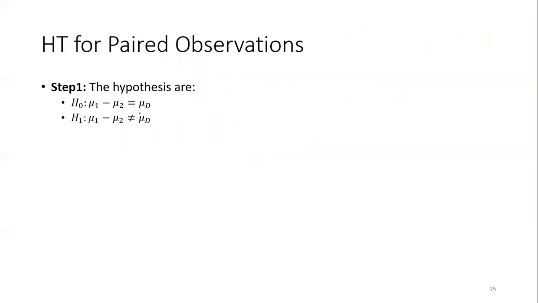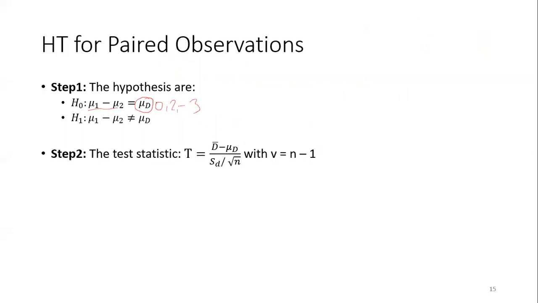So how do we proceed with the hypothesis? Well, the hypothesis is mu1 minus mu2, so the difference of two mu's, is equal to some mu D. This can be 0, or for our example, it can be minus 3, and so forth. So the test statistic is simply D bar minus mu D, divided by S sub D over root n, with n minus 1 degrees of freedom. And this is our critical region, t alpha with n minus 1 degrees of freedom.